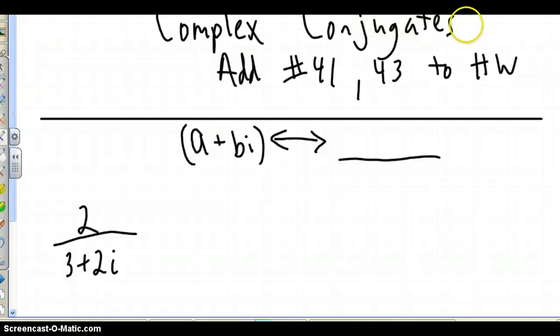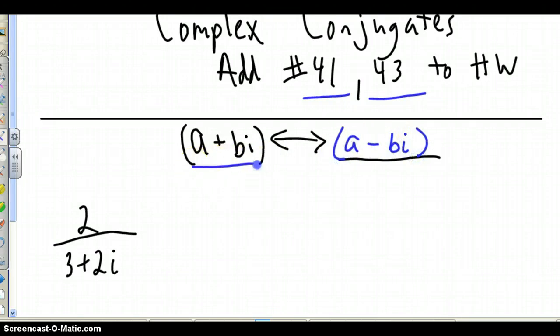Complex conjugates, please add these 2 homework problems to your homework. They're about these complex conjugates, and basically what this says is that the complex conjugate of A plus BI is A minus BI, that they will always come in pairs. So if you have something of this form, there's going to be a partner there. You're going to have 2 roots that are together here, or vice versa. And the conjugate idea is this.